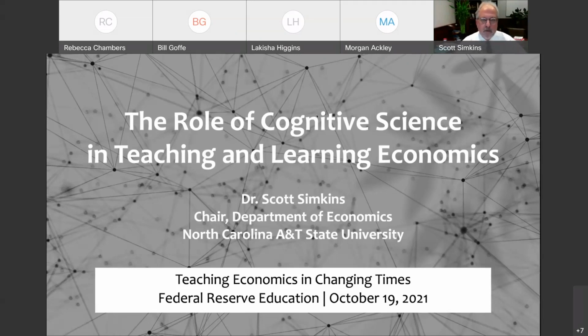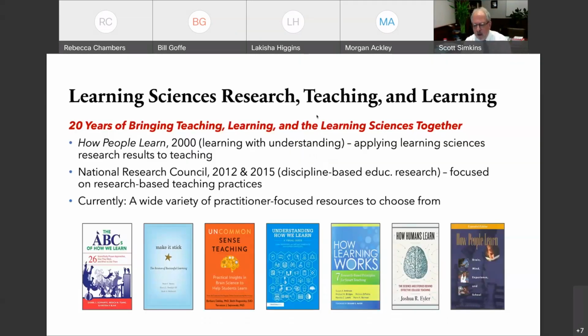There we go. So the last 20 years, I've brought lots of different resources about the cognitive sciences into the hands of all of us, in terms of trying to bring together both the research on learning and the practice of teaching, right? So you see a whole string of them. This is just a subset of books that are available to you, but some that I'll make reference to.